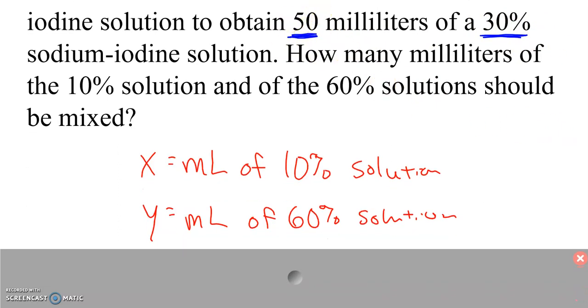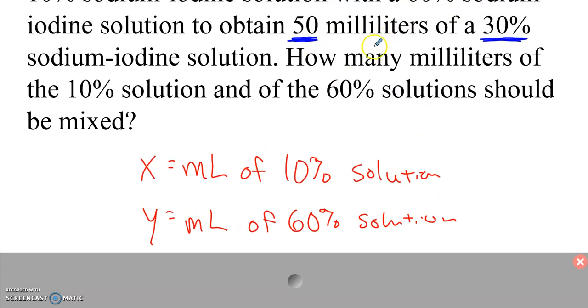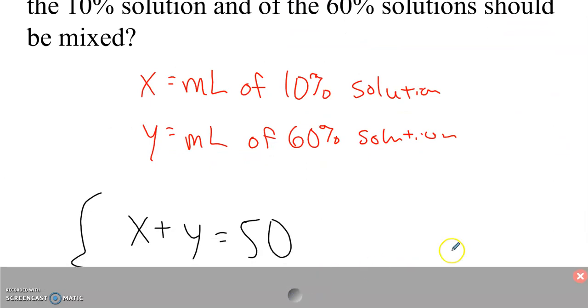The formula for the 50 milliliters is actually pretty straightforward. How do I get a total of 50 milliliters? Well, when I add together these two values, the number of milliliters of this plus the number of milliliters of this should equal the total number of milliliters. So this one is as simple as x plus y needs to be equal to 50.